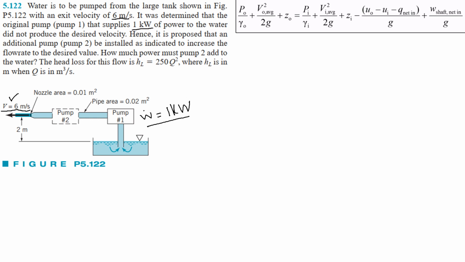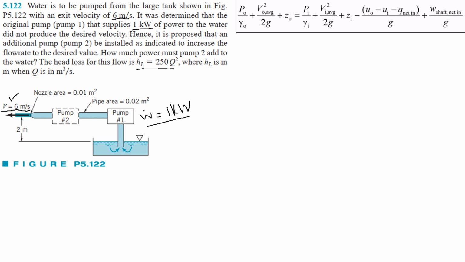Hence it is proposed that an additional pump 2 be installed as indicated to increase the flow rate to the desired value. So how much power must pump 2 add to the water? This is what we need to find, the power of pump 2. The head loss for this flow is given as HL equal to 250 Q square, where Q is the volumetric flow rate, HL is in meter and Q is in meter cube per second. So this is our energy equation.